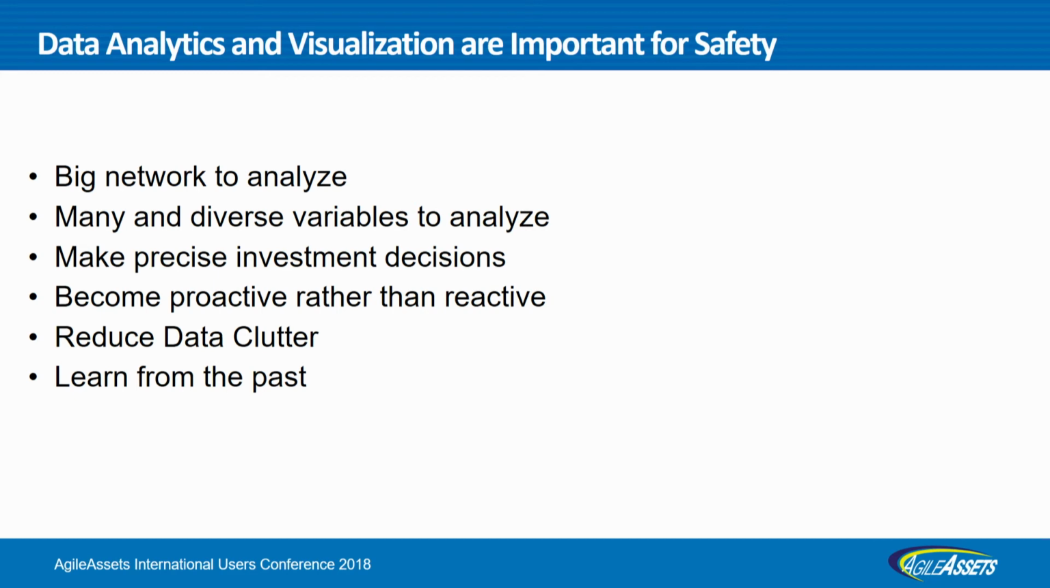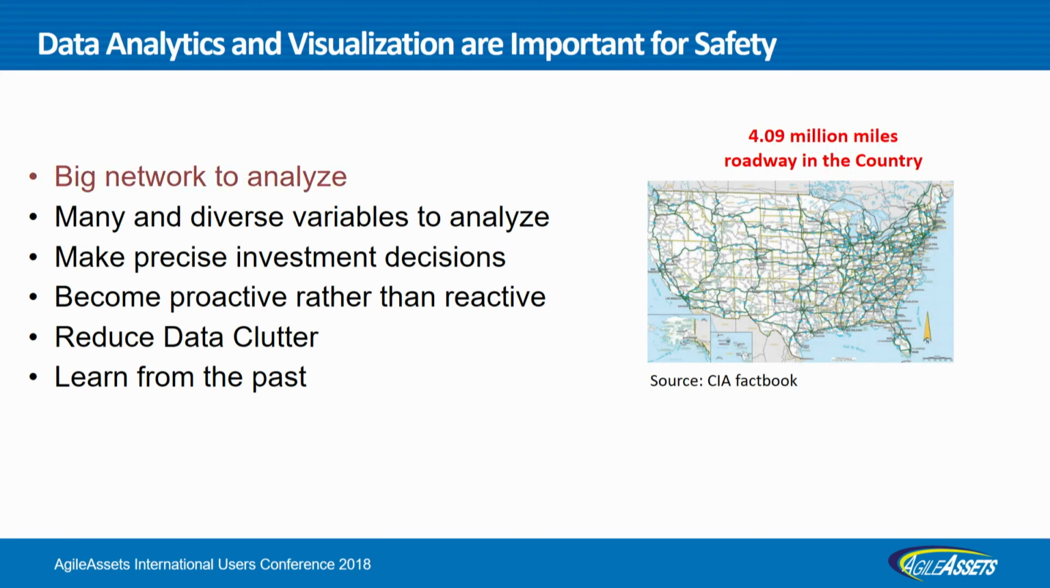The first question we have in mind: why is data analytics and visualization so important for safety? There are different reasons for that. The first thing is that we have a big network to analyze. And how big is the network? We have roughly 4.09 million miles of roadway in the country. And on this mileage of road, we have roughly 6.3 million crashes per year. That is the statistic from 2015. So if you put these two things together, in every mile of road we have 1.54 crashes per year, right? So a huge network and a lot of crashes.